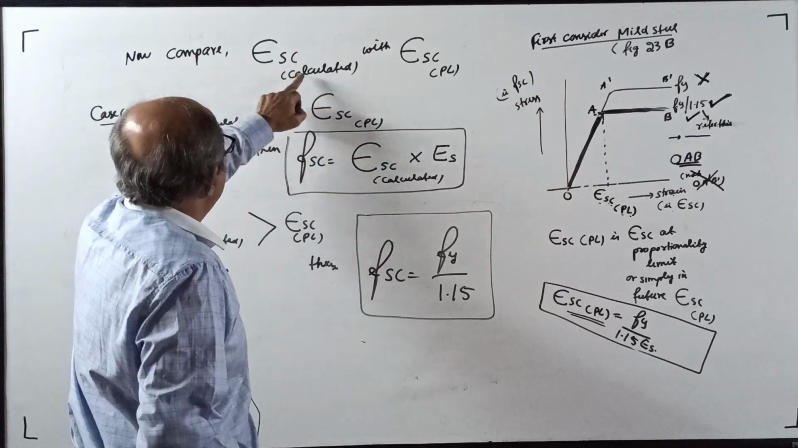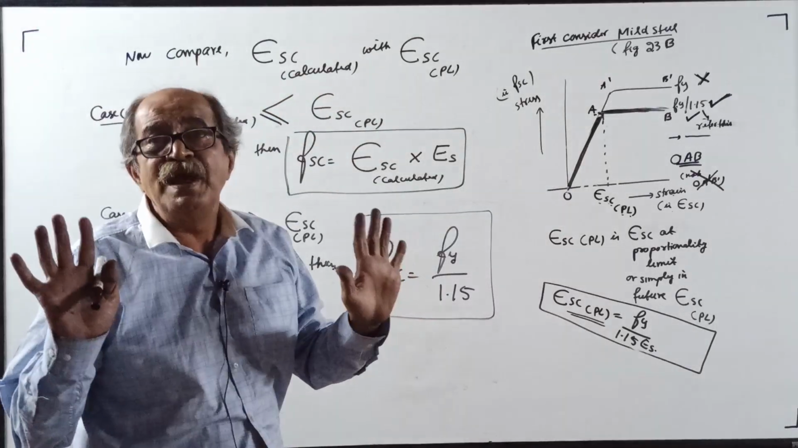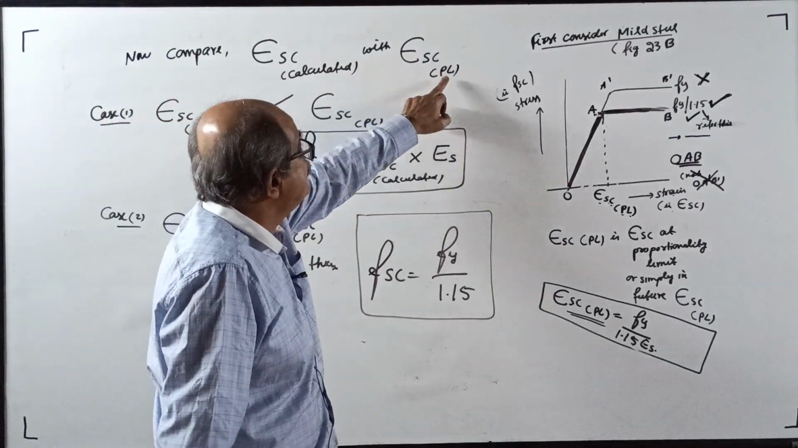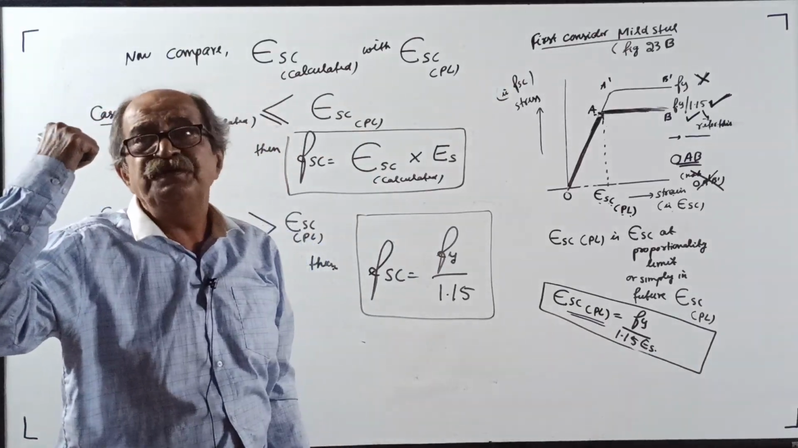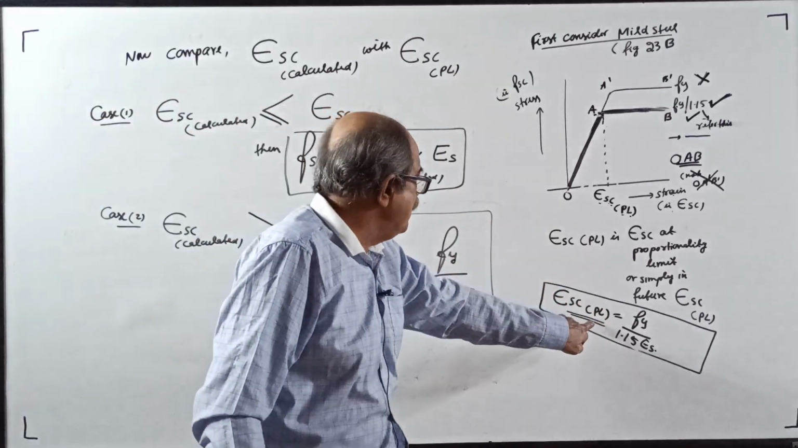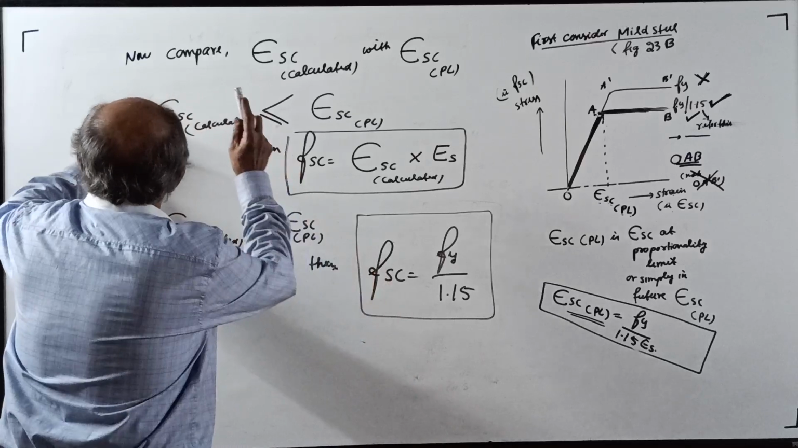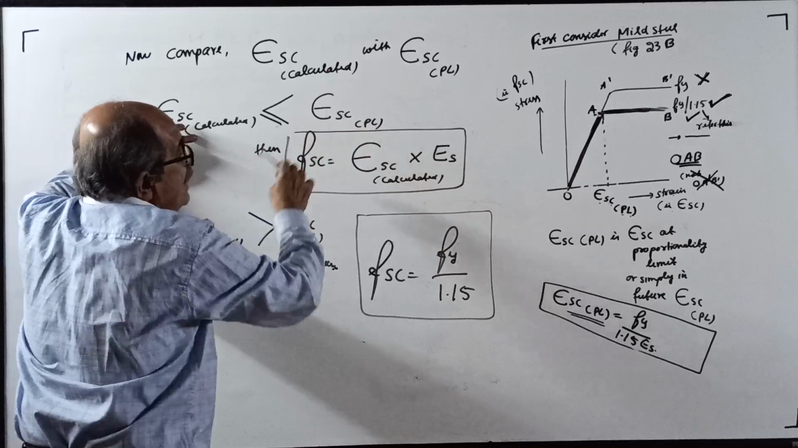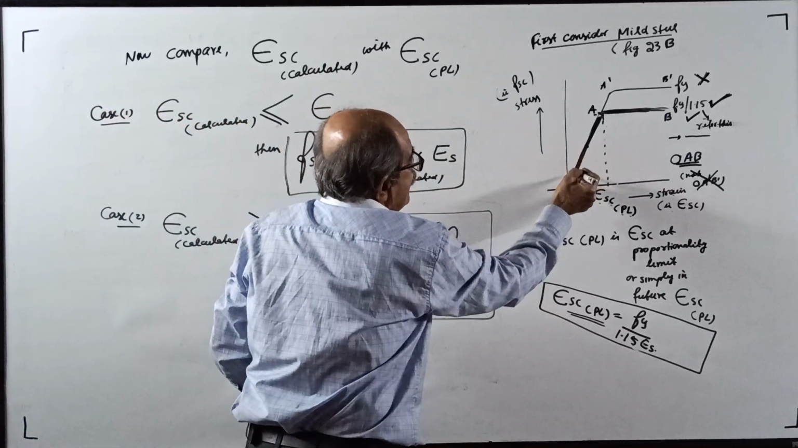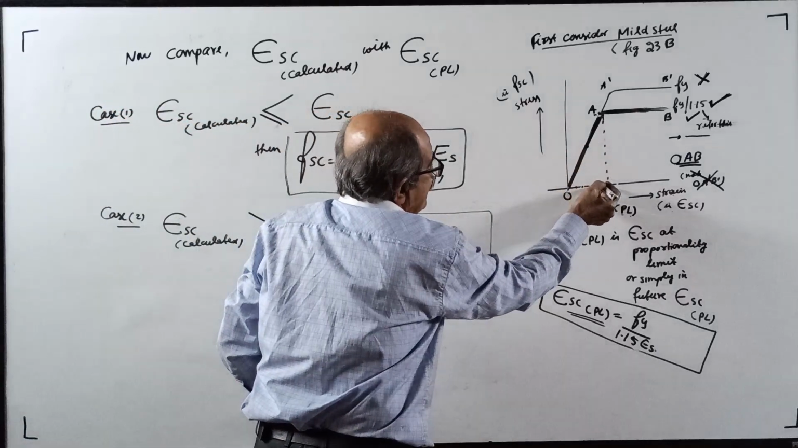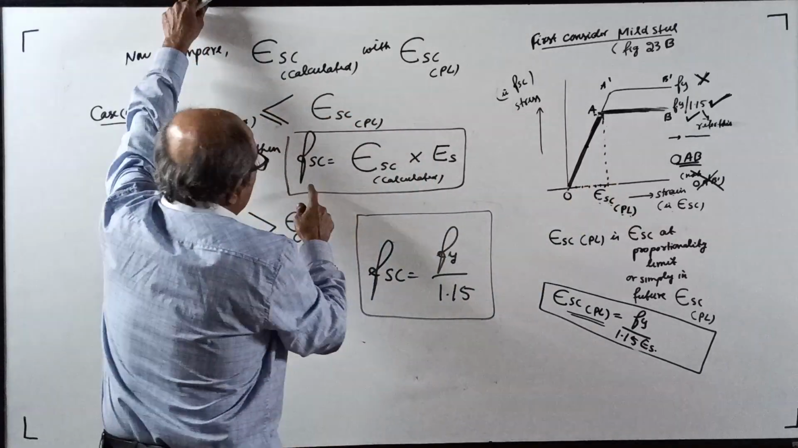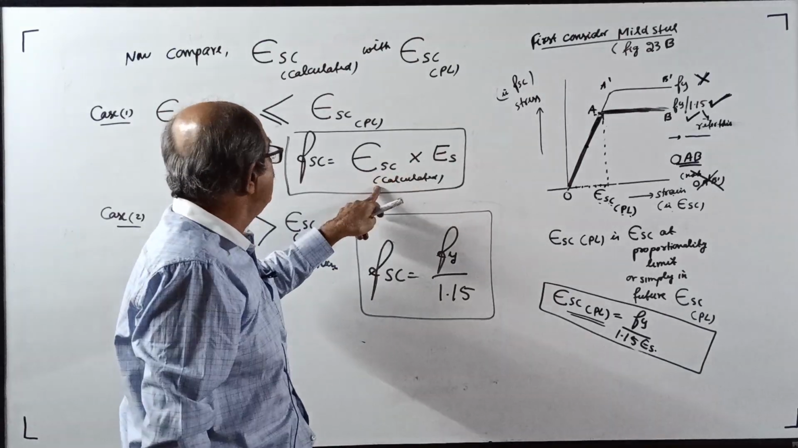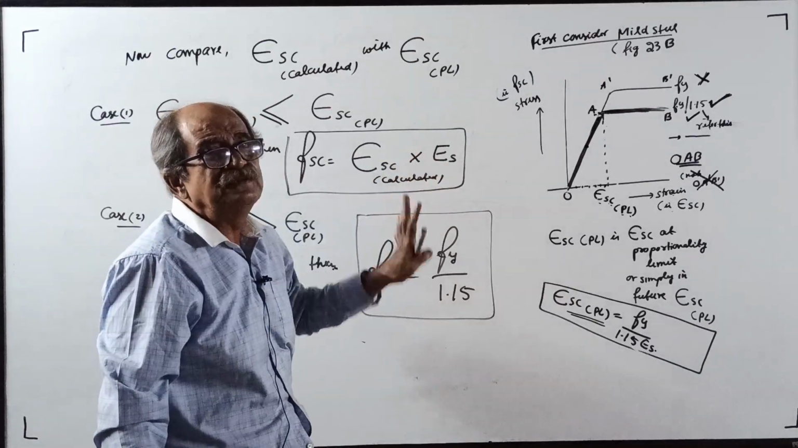I am explaining for mild steel, remember? Compare epsilon SC calculated with epsilon SCPL. You already know epsilon SC calculated, and just now you got epsilon SCPL. Now, if epsilon SC calculated is less than epsilon SCPL, your point is somewhere here, anywhere here. Then directly FSC equals the strain in the compression steel, epsilon SC, multiplied by Young's modulus.